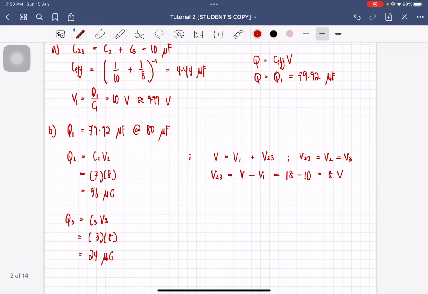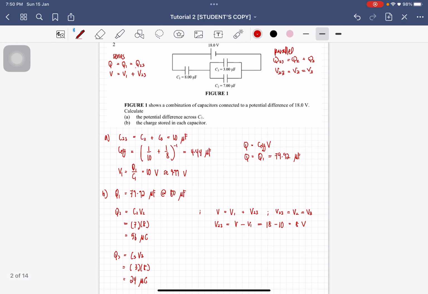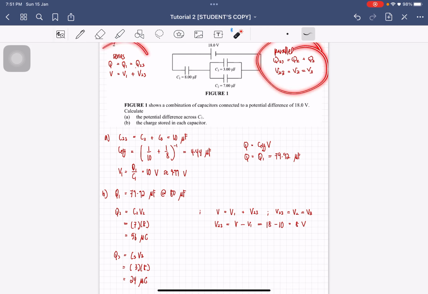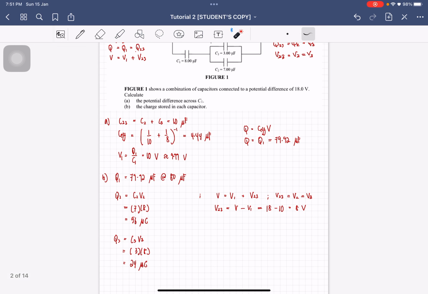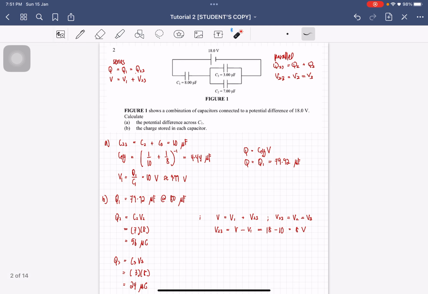So that is quite straightforward for question number 2. I think what's most difficult is remembering the characteristics for parallel circuit and series circuit and trying to connect these two together. Basically, you just have to remember the characteristics and use your logic. Just find the effective capacitance and go step by step. This is quite easy if you just remember the basics. Alright, so that is question number 2.